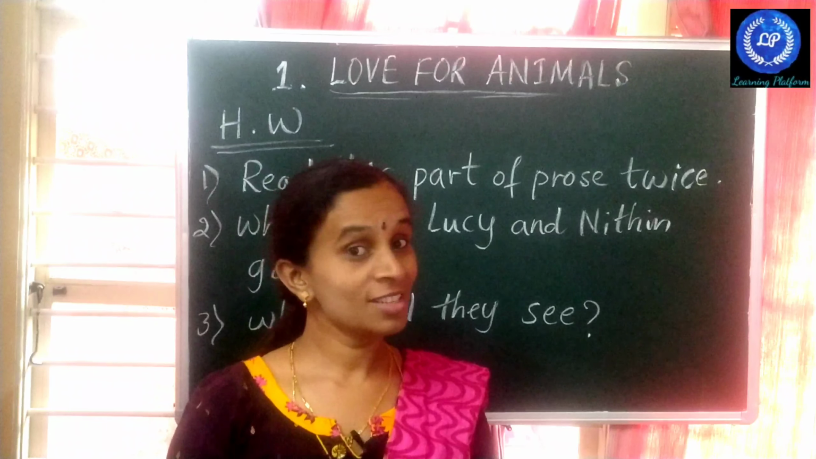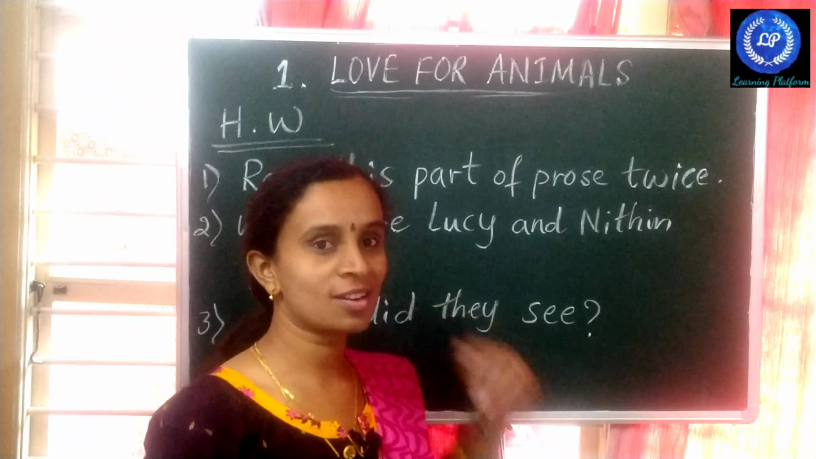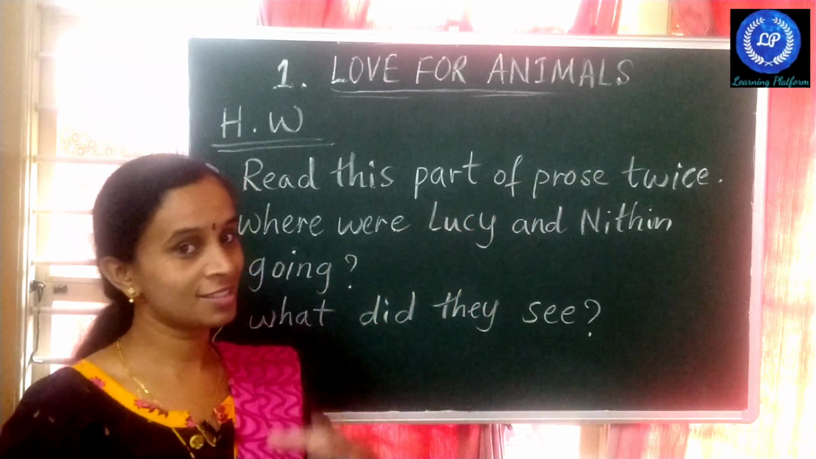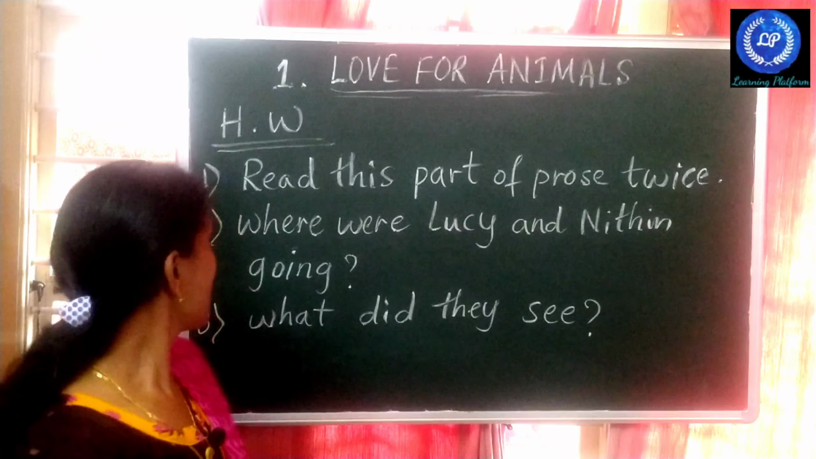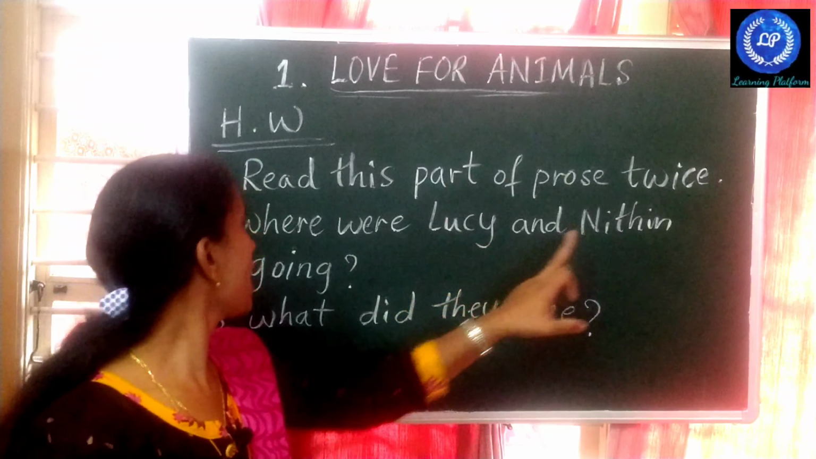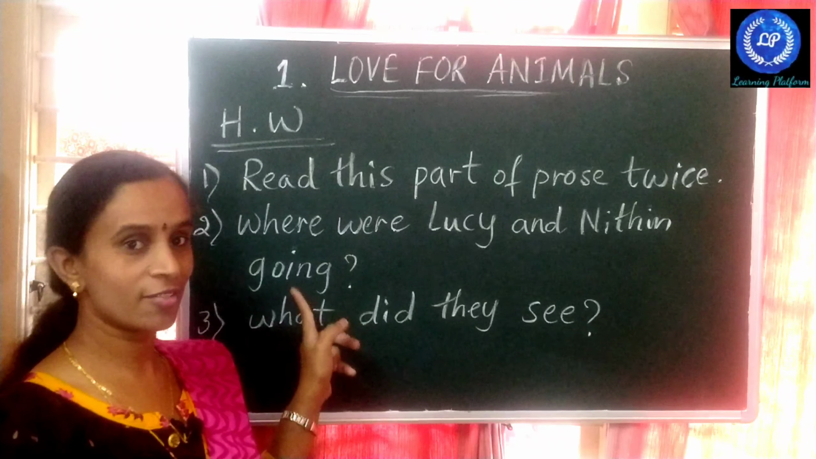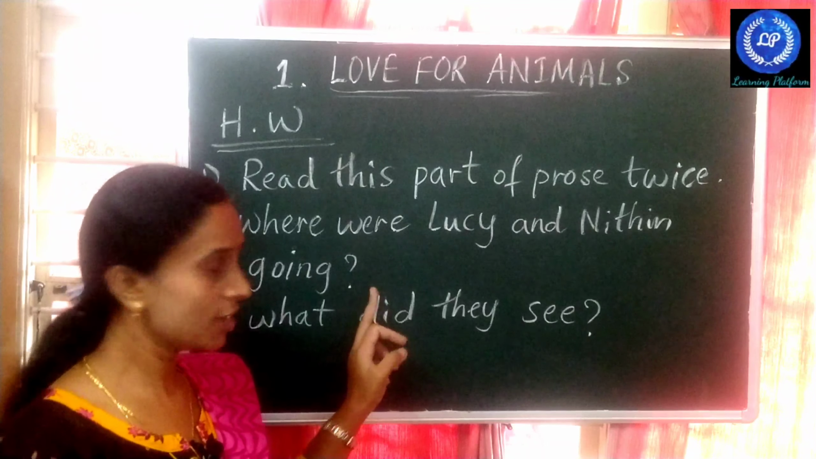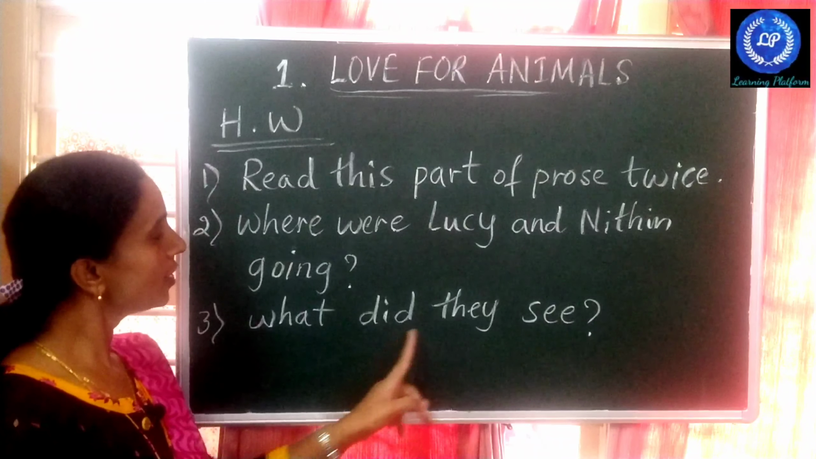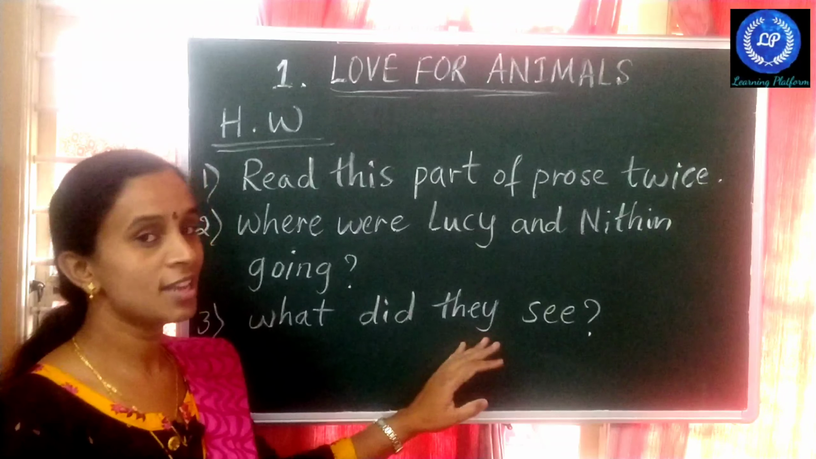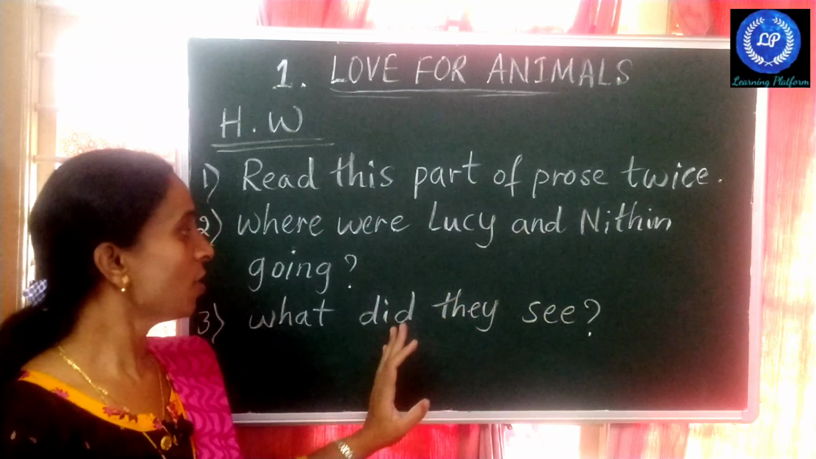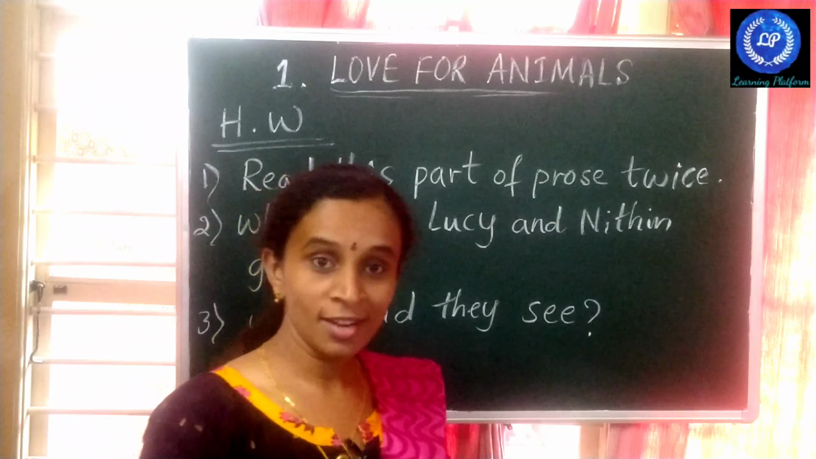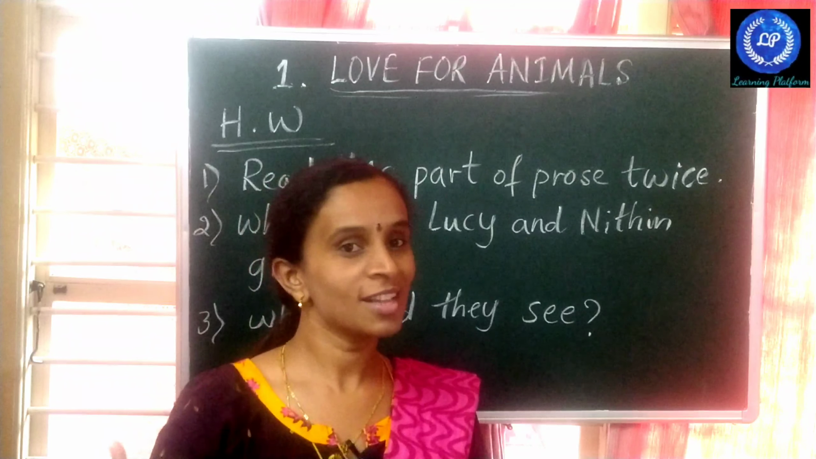Okay, children, do you understand the lesson? Yes, come on, take homework now. Read this part of the prose twice. Today's lesson you can read twice. Okay. Where were Lucy and Nitin going? Write the answer. Right. Then the third one: what did they see? What did Lucy and Nitin see? Okay, write this homework and we will meet in the next class.